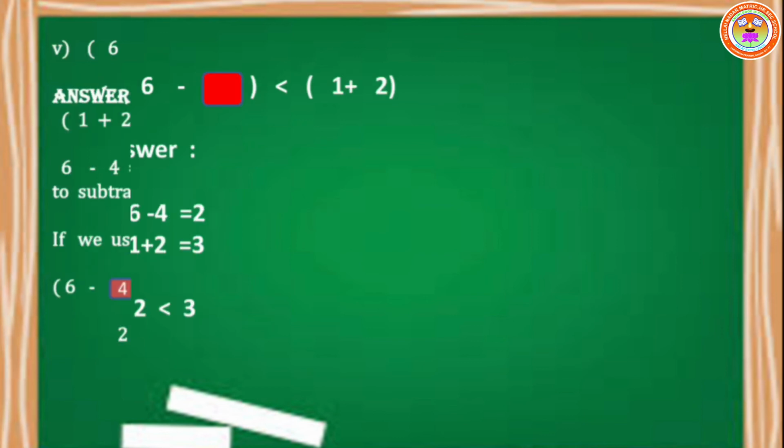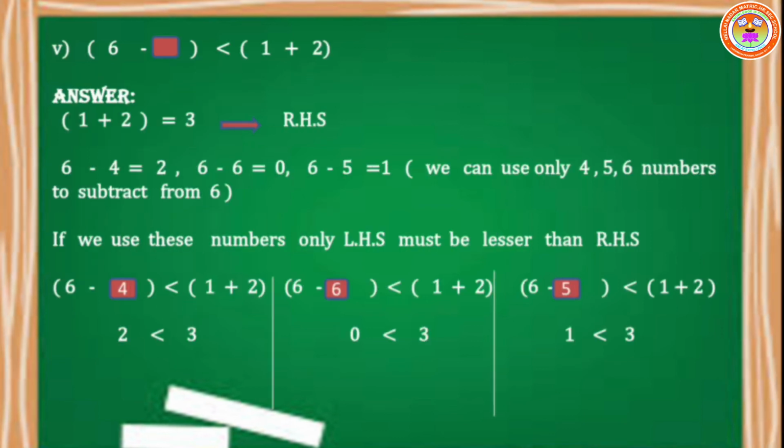Okay. Then 6 minus empty box is less than 1 plus 2. Here they have given two expressions. The number to be filled in the empty box on the first expression must make it lesser than the right hand side expression. So let's see the answer. What is your right hand side expression? 1 plus 2 is equal to 3. So the number you fill on the left hand side has to be lesser than 3. So what numbers can we subtract from 6?